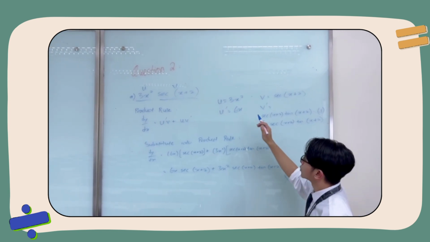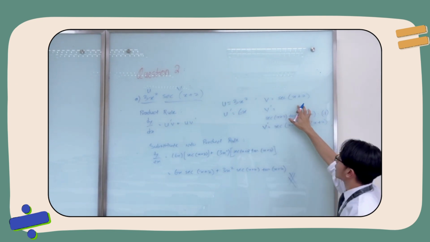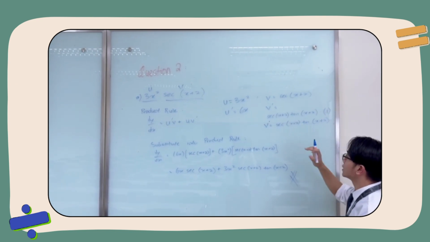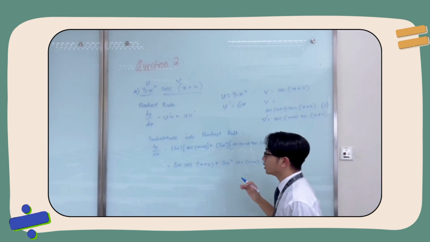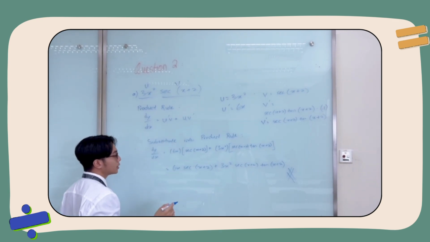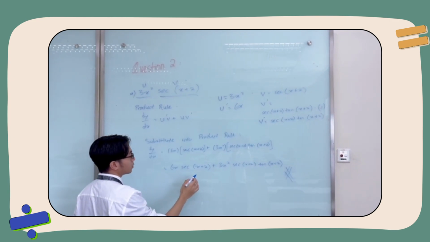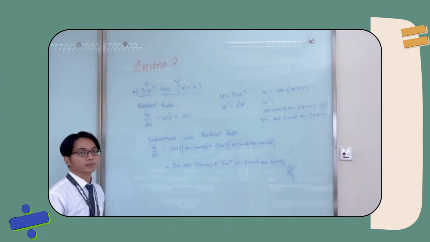For u, we have 3x squared. When we differentiate it, we get 6x. And v, sec x plus 2, we differentiate it and we get sec x plus 2 tan x plus 2. After getting all these values, we can substitute them into the product rule and we get the final answer: 6x sec x plus 2 plus 3x squared sec x plus 2 tan x plus 2.